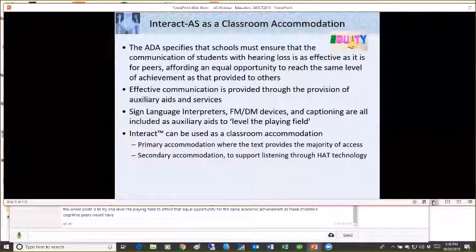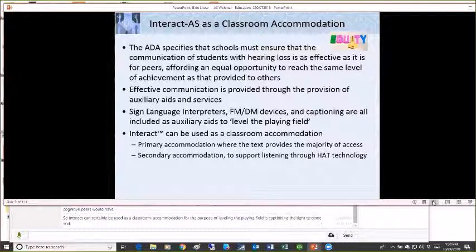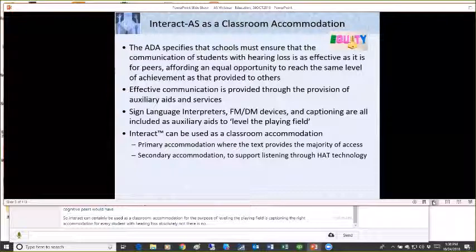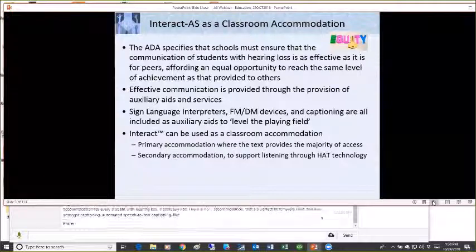So Interact can certainly be used as a classroom accommodation for the purpose of leveling the playing field. Is captioning the right accommodation for every student with hearing loss? Absolutely not. There is no one accommodation that's a perfect fit for every child. And even amongst captioning, automated speech-to-text captioning like InteractStreamer is a good option, but it might not be the best option for your student. How can you find this out?